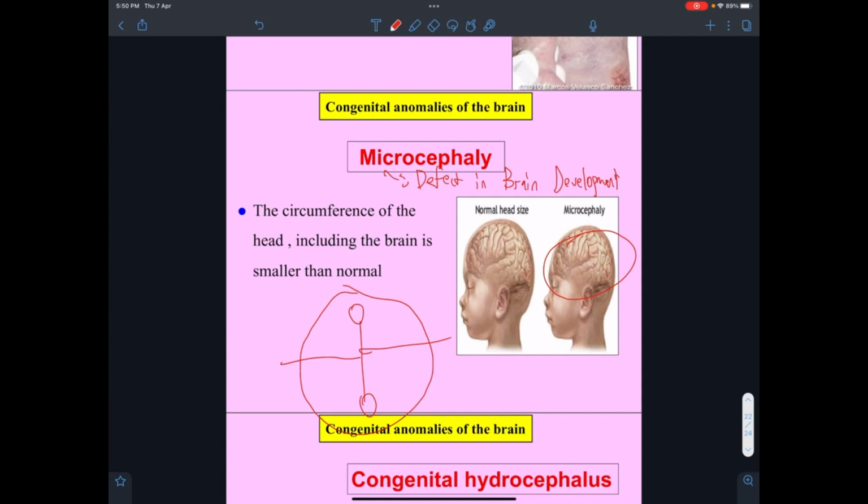And the fontanelles are going to be there, but they're not going to be compressed, the brain's not going to grow, the cranium is still going to be the same size, so the person is not just going to have a small brain, he's going to have a small cranium as well, all right? So the circumference of the head, including the brain, will be smaller than normal. That's microcephaly. All right.